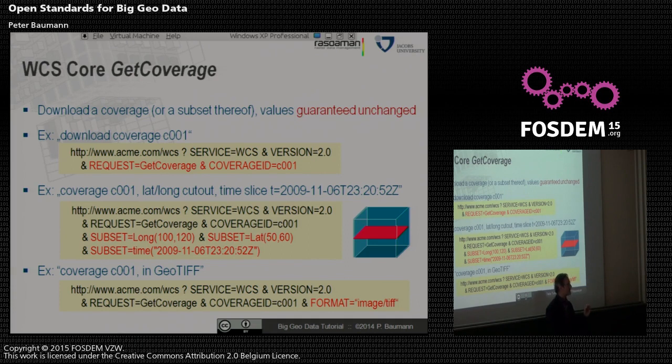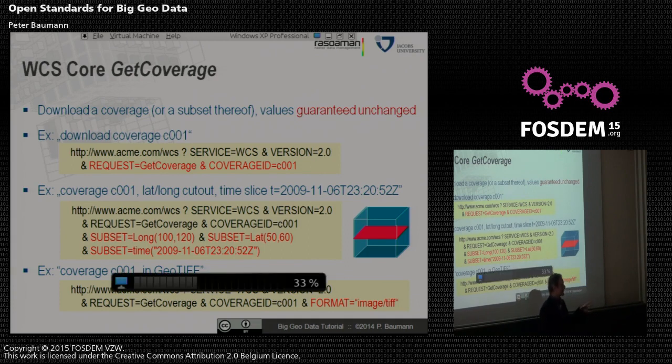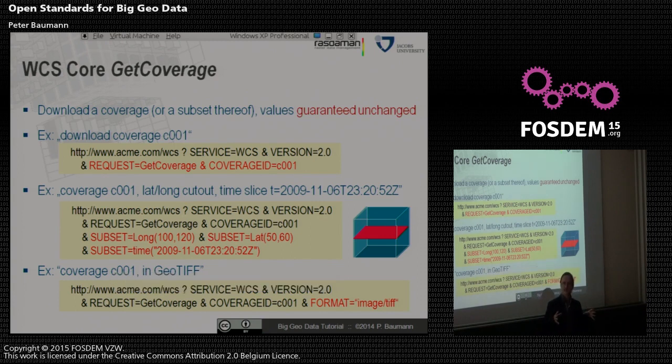By the way, a core mission of WCS is not to deliver images. We can do that too. But the main mission is to deliver data that are unchanged. So if I get bathymetry, I want to know what that depth is. And therefore, in the specification, it's mandated that values are delivered unchanged, except, of course, if you ask for something like JPEG, okay, then you wanted it.